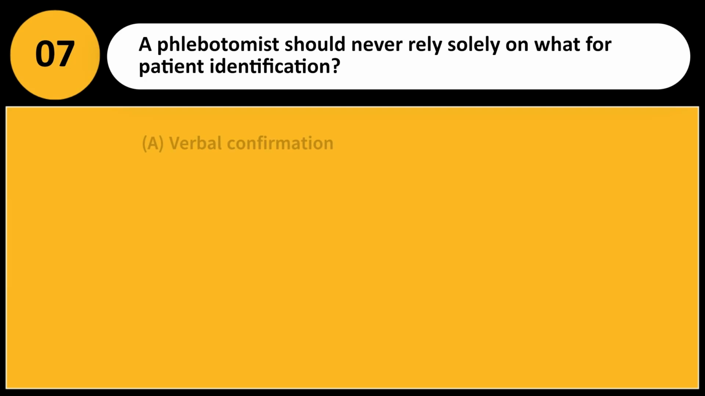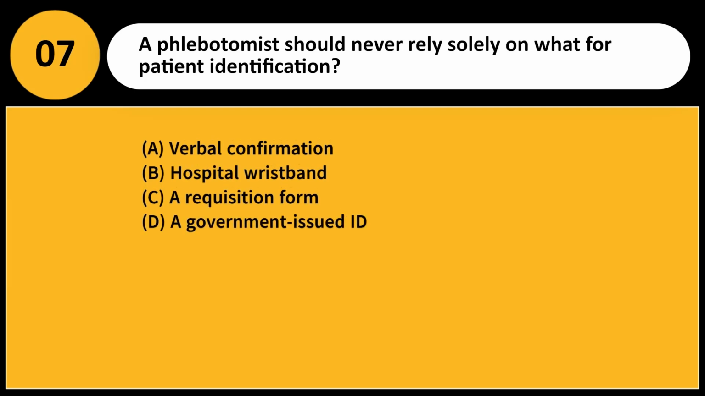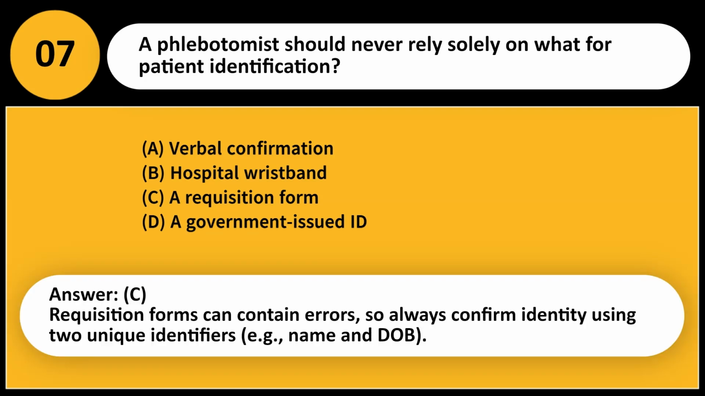A phlebotomist should never rely solely on what for patient identification? A. Verbal confirmation. B. Hospital wristband. C. A requisition form. D. A government-issued ID. Answer, C. Requisition forms can contain errors, so always confirm identity using two unique identifiers, e.g.